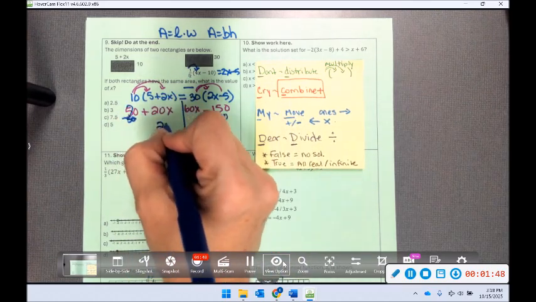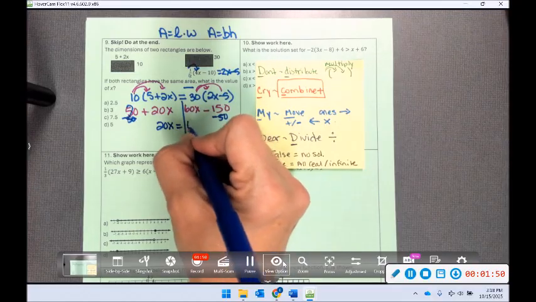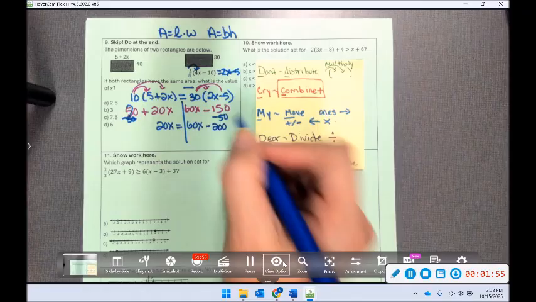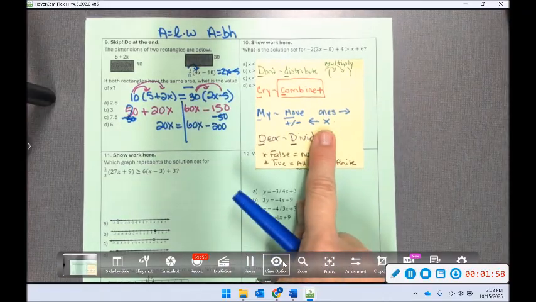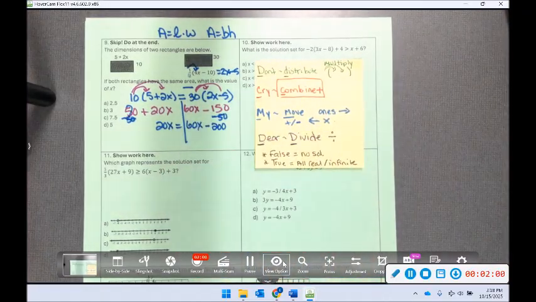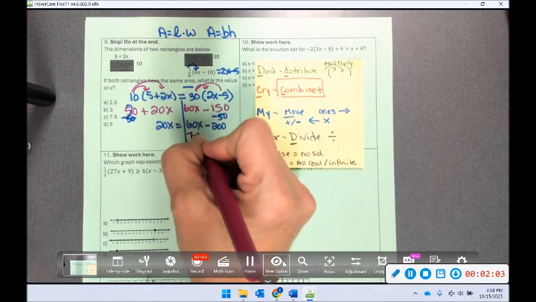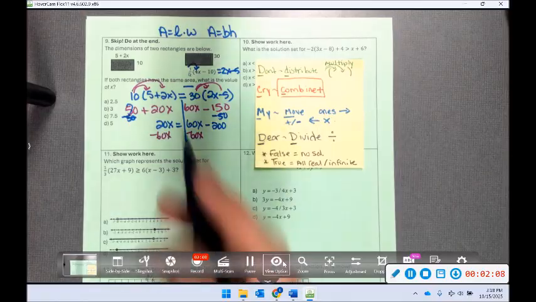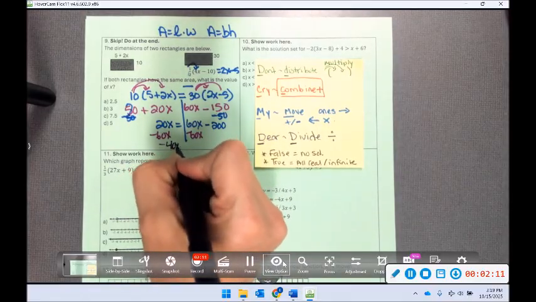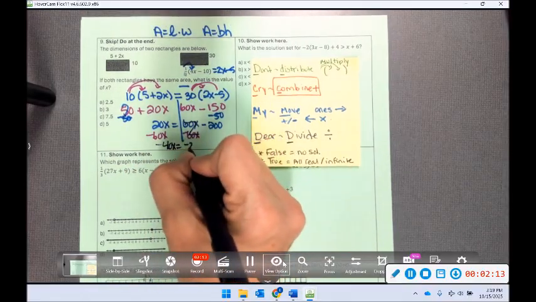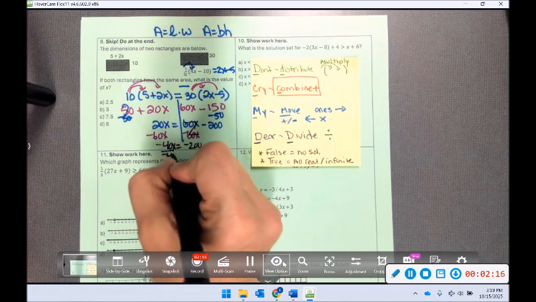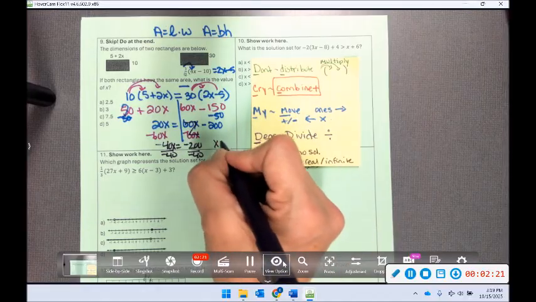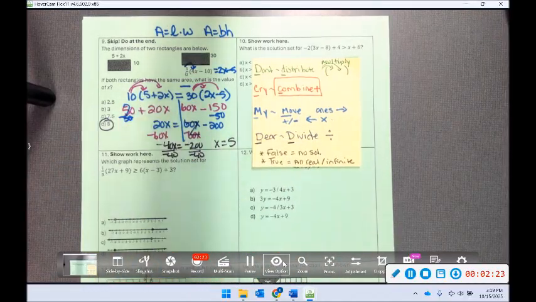These 0 out. 20x equals 60x. Negative 150 and negative 50 is negative 200. Use your Desmos if you're not sure. Now I'm going to move the x's to the left. So this x right here has to go. So minus 60x on both sides. 20 take away 60 would give me negative 40x equals, these 0 out, negative 200. And then my last step is to divide, and negative 200 divided by negative 40 is 5.